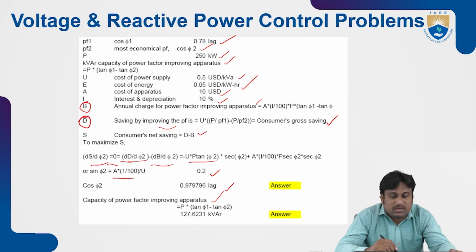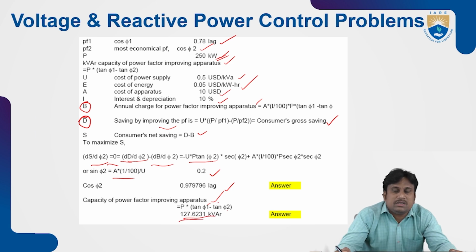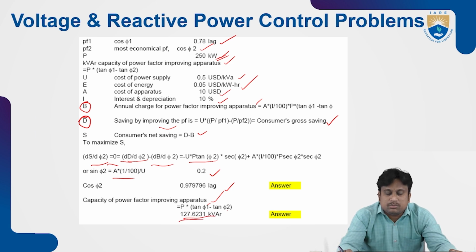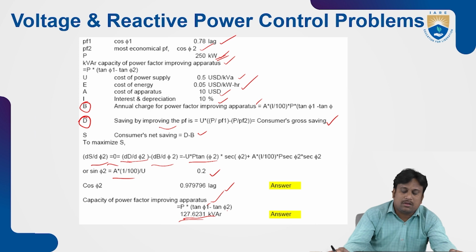What is the P value? Actually 250 kilowatts into (tan phi 1 minus tan phi 2). Calculating tan phi 1 and tan phi 2, finally we get 127.62 kVAR. So this is the solution obtained as the capacity of the power factor improving apparatus.